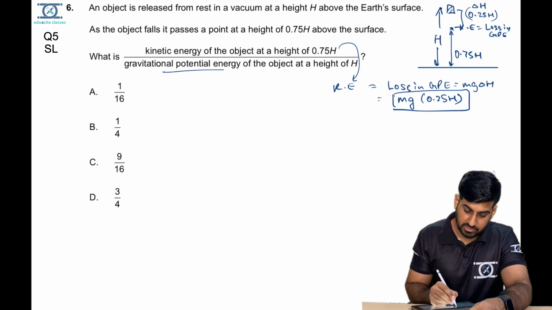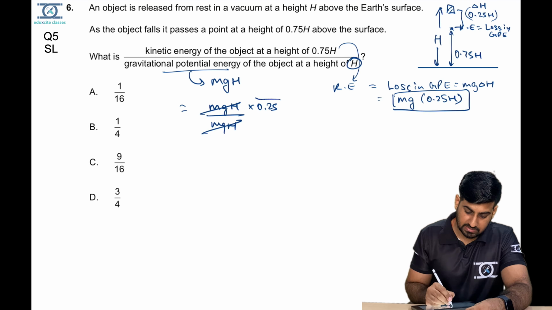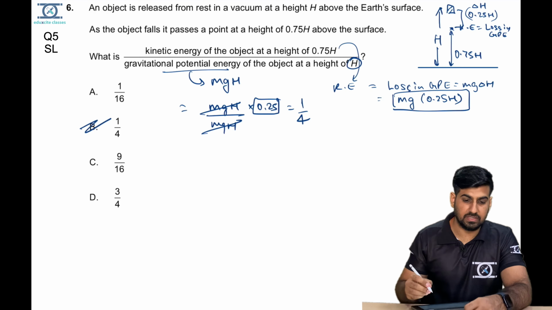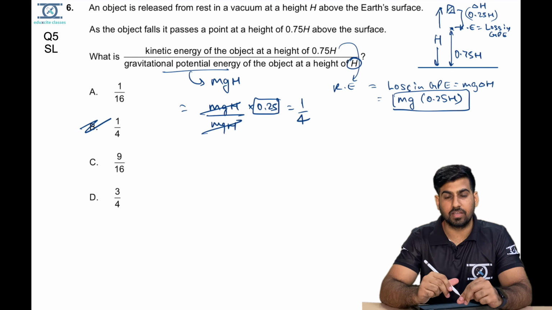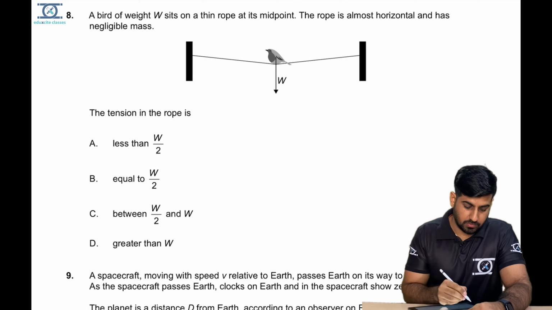Now the gravitational potential energy of the object at height h is nothing but mgh. So I just want the ratio, which is mgh into 0.25 upon mgh. So this and this get cancelled. 0.25 is nothing but 1 by 4. So option B is the right answer. Okay, now question number 8.